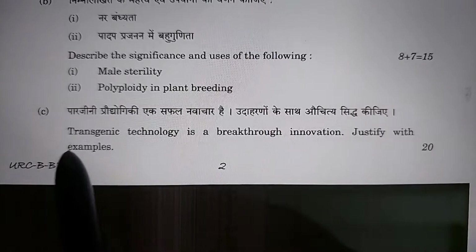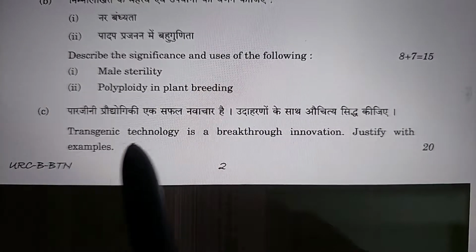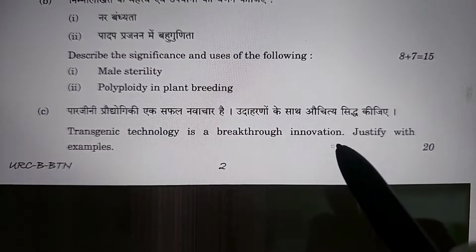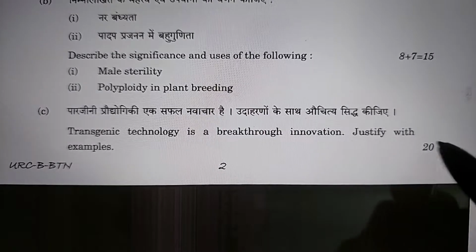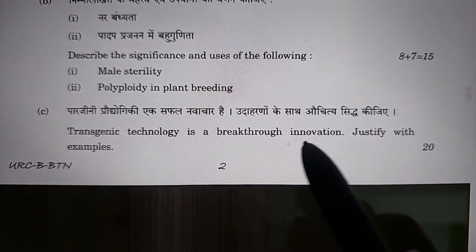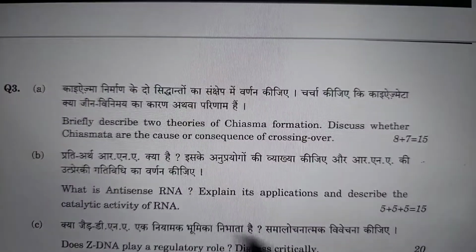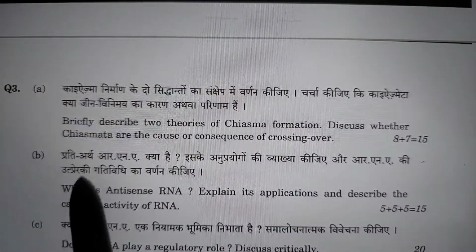The C is transgenic technology is a breakthrough innovation. Justify with example. This one is 20 marks. Okay, the number 3 question has 3 options as well.